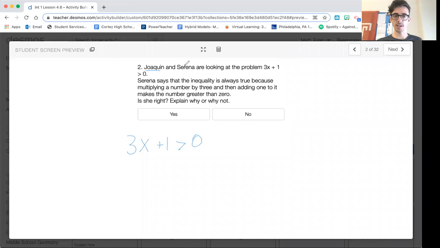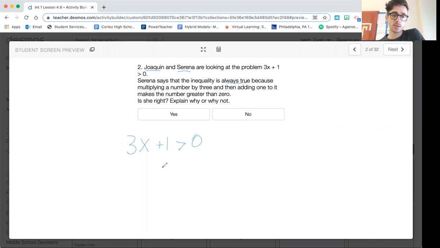Joaquin and Serena are looking at the problem 3x plus 1 greater than 0. Serena says that the inequality is always true because multiplying a number by 3 and then adding 1 to it makes the number greater than 0. Is she right? Explain why or why not.